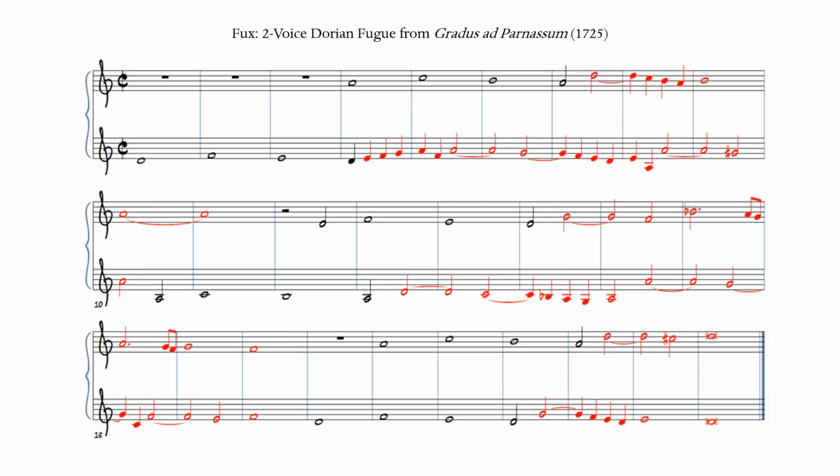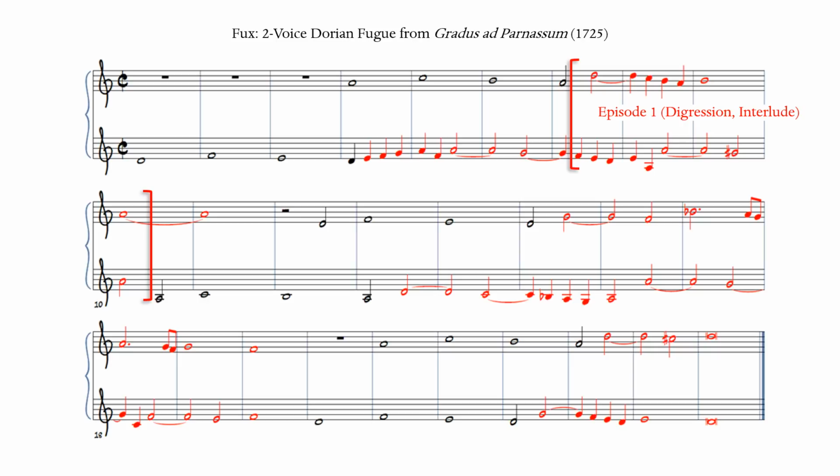Everything in between the entry groups is called an episode, or sometimes a digression or interlude. The 2 episodes that Fux composes for this fugue are entirely composed out of free, florid counterpoint. Fugues need episodes to give the listener some relief from the fugue subject.